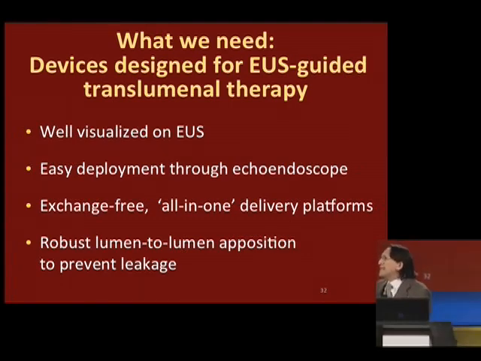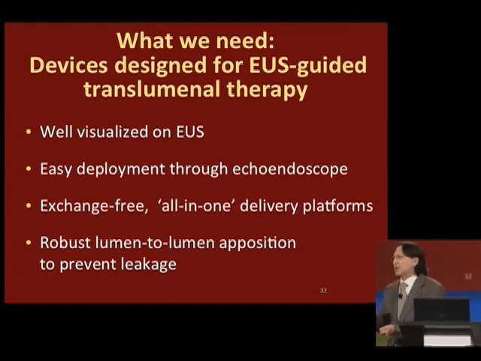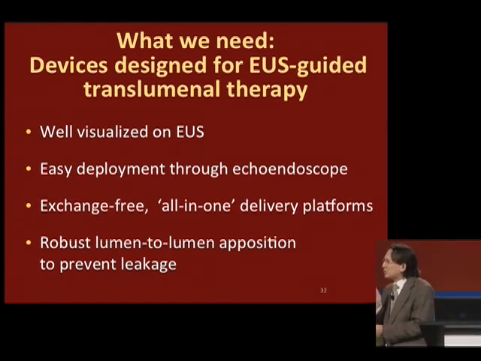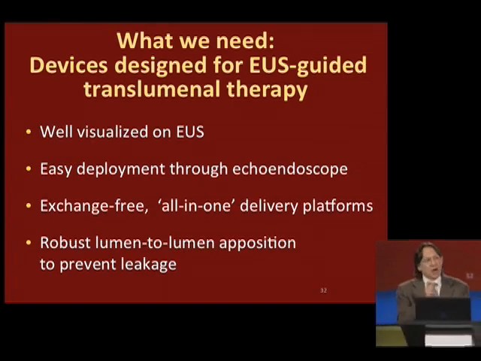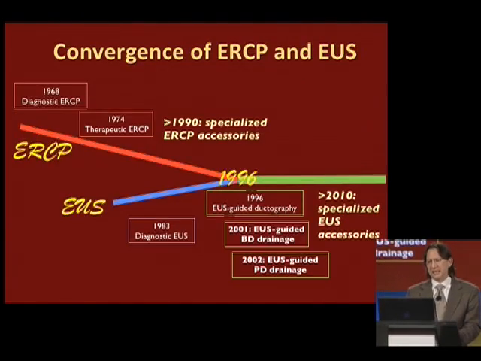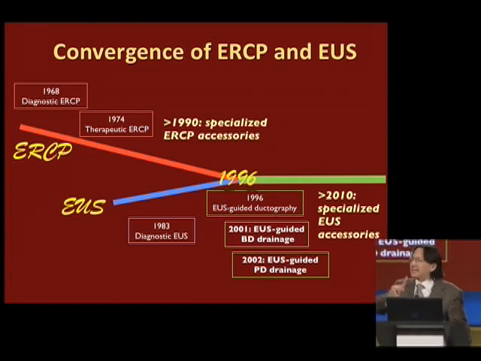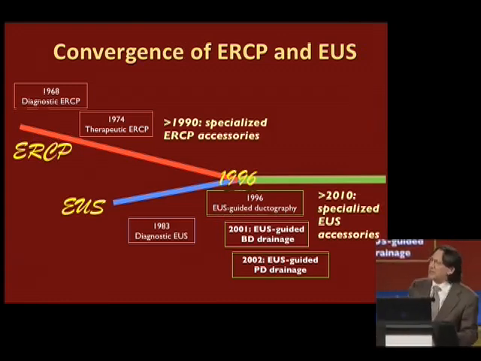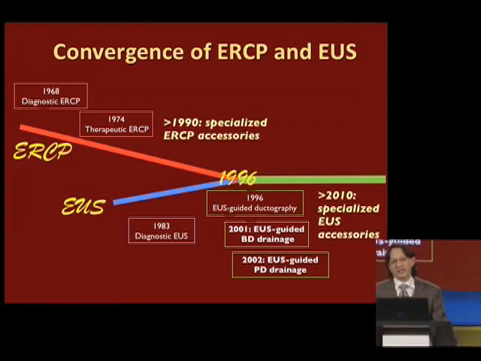We should eliminate the many steps. You see, we're using off-the-shelf tools now to do these procedures. That's why it's so challenging and time-consuming, and why our complication rates are still unacceptably high. And it must provide robust lumen-to-lumen apposition to prevent leakage. I predict that in the next decade, we are going to see enormous development in this arena, development of specialized EUS accessories.